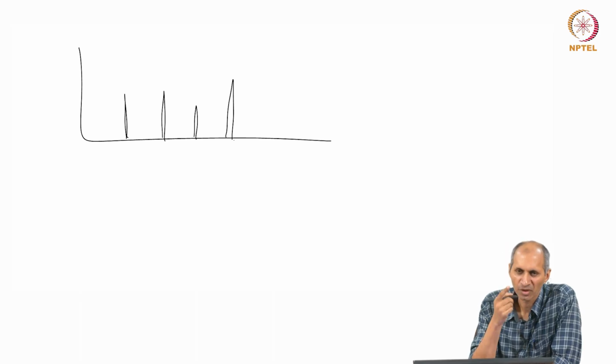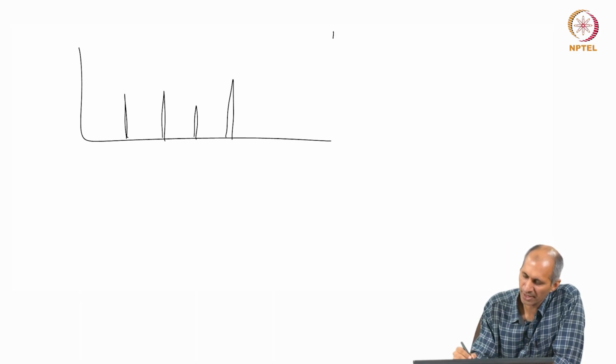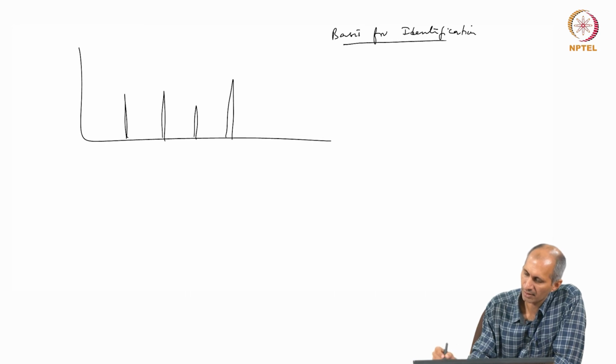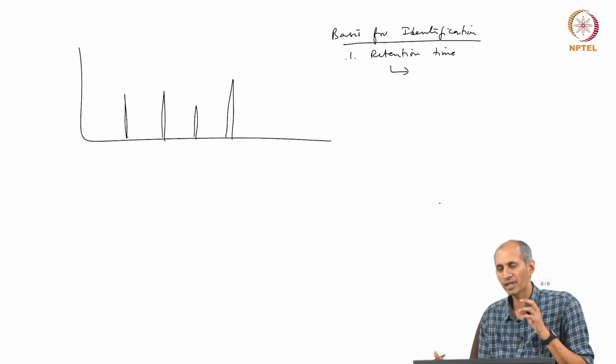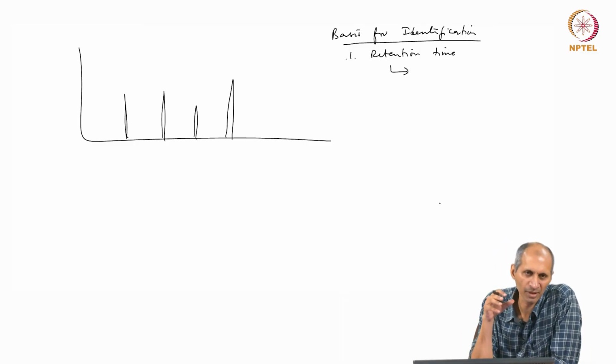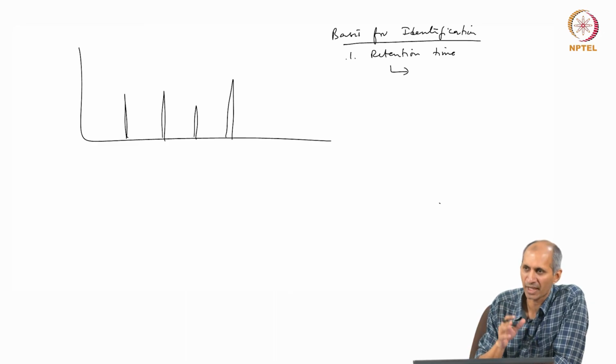To know which one is what, the basis for identification is retention time, but we also know that retention time for two compounds can be the same. They can have different boiling points, but if they have a set of functional groups that make their partition constant same, they may both come at the same time. So, retention time alone cannot give you the identification, but that is the only information we have here.